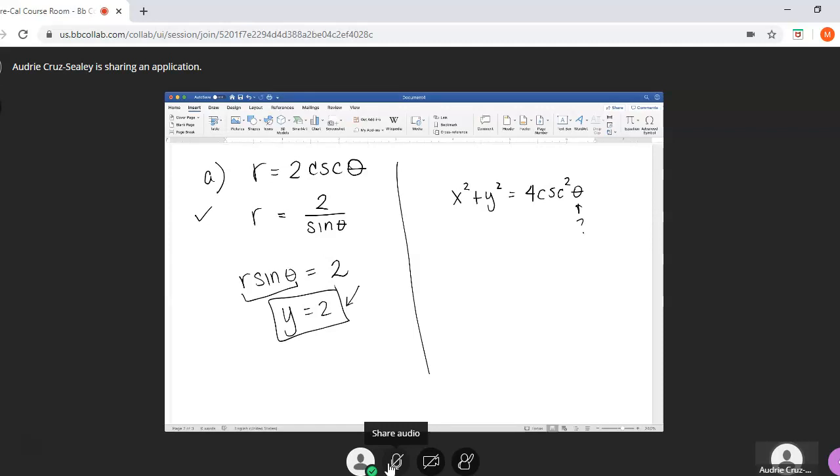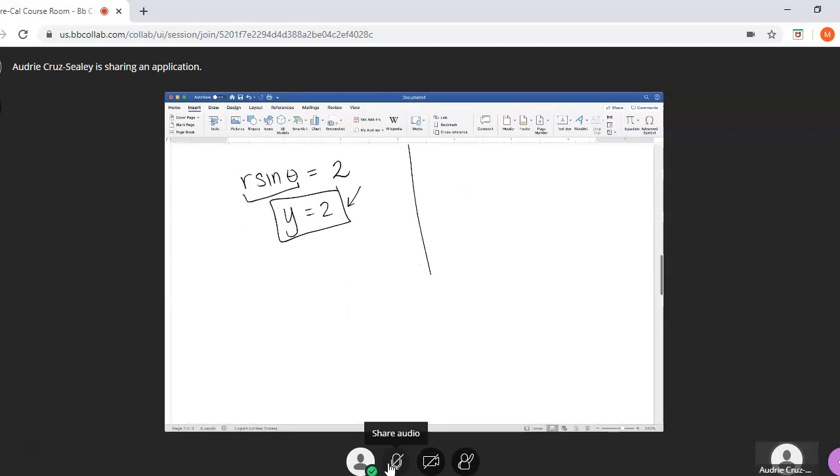Okay, let's do B. B says r equals 4 over 1 plus 2 sine theta. So I'm trying to get you to have like a checklist. The first thing is I hate the fact that this is a fraction. I just don't want there to be fractions. So I'm going to multiply both sides by the denominator. Is everybody okay with that?